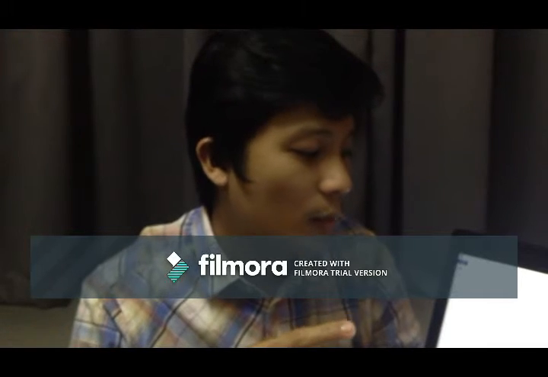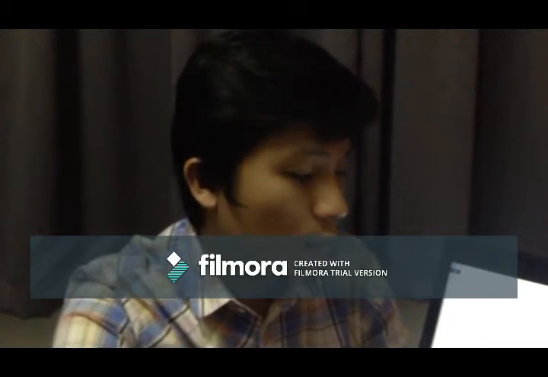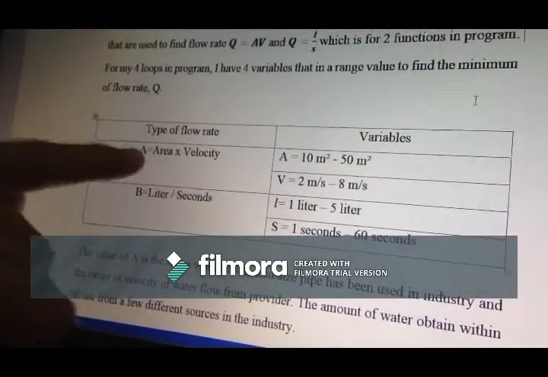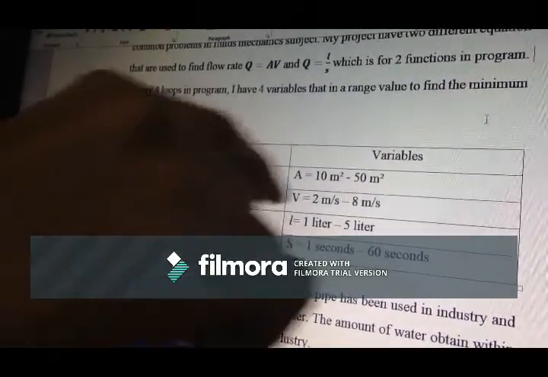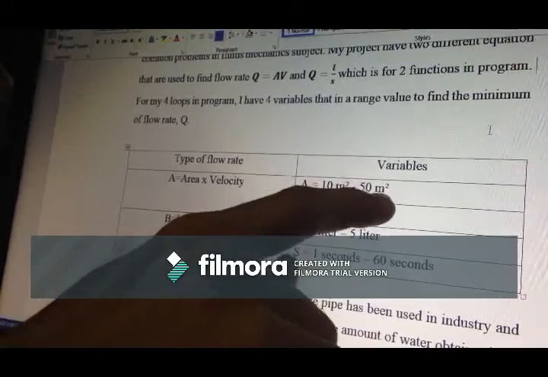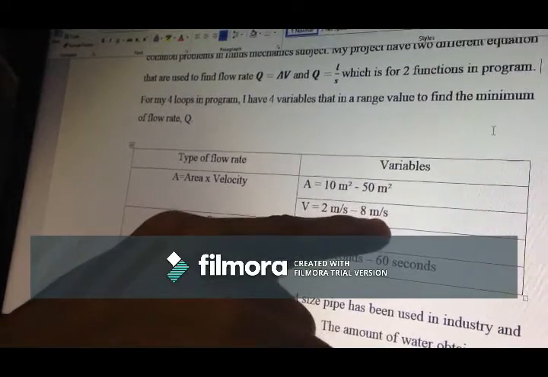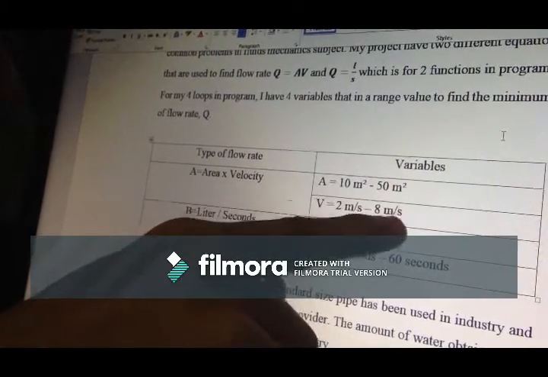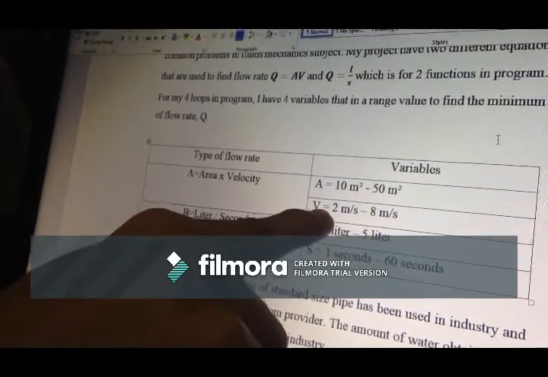And then for my for loop, I have four variables in a range value to find the minimum of flow rate Q. Okay, the type of flow rate I have two types, which is A and B. A is for area times velocity, which is the variable A equal to 10 meter square to 50 meter square. Okay, for the V is 2 meter per second to 8 meter per second. For the A is the range value of standard size pipe has been used in industry. And for the V, the range of velocity of water flow from provider.